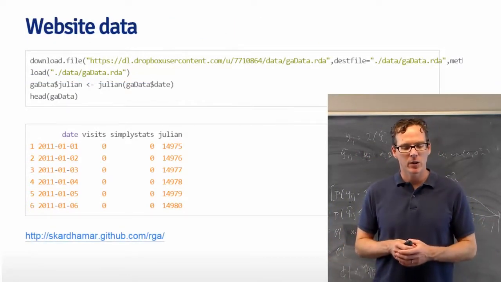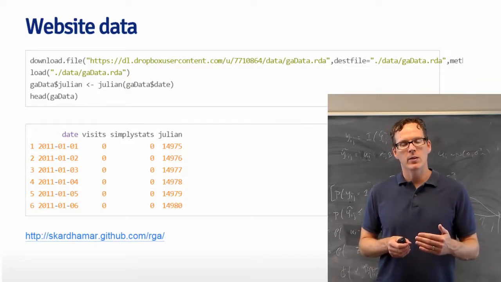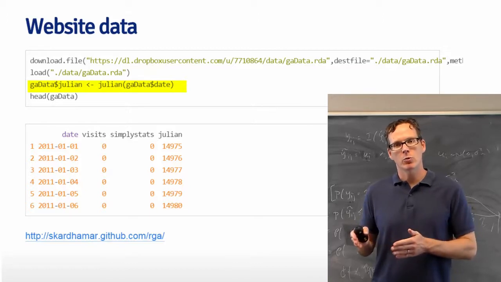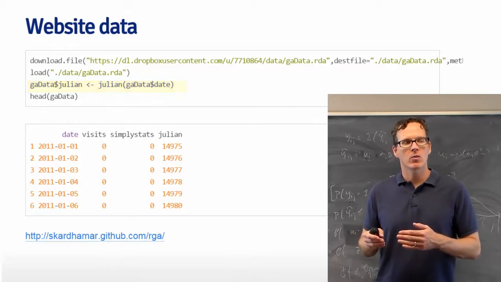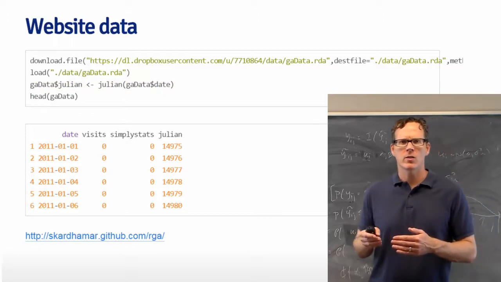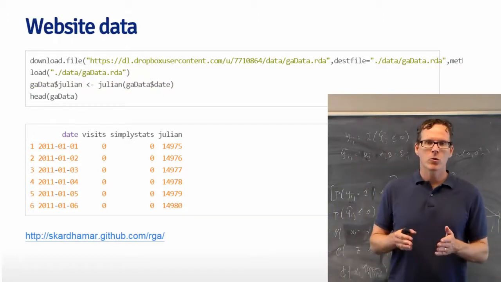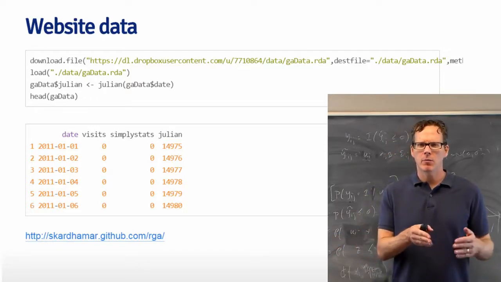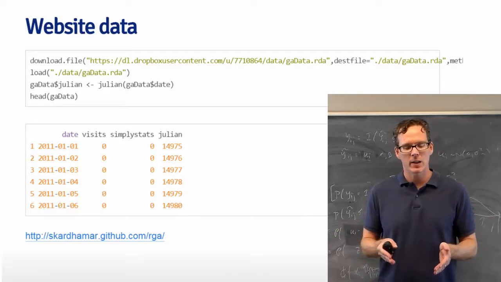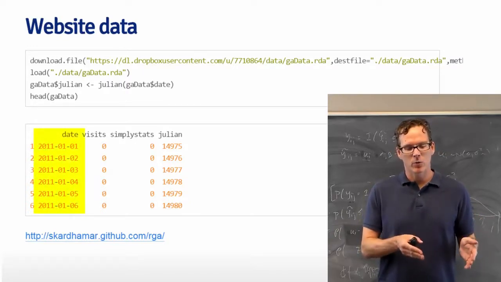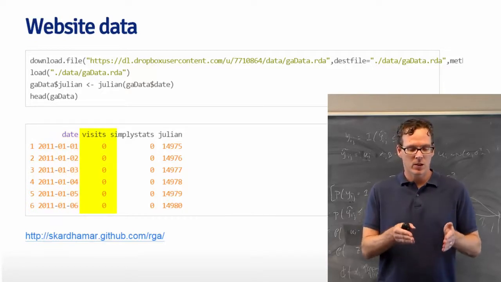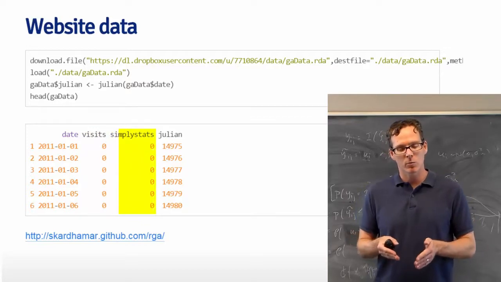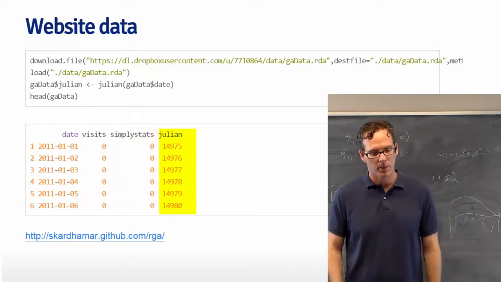I show here how you can download it, and I convert the date from a standard character date time format to a Julian date. Julian date counts the number of days since January 1st, 1970, I believe. So the Julian date is nice to think about because it's just a count, a number of days, whereas the date is a complicated format because it's characters. So when you do head of the data here, you see the date, which is in character format. You see the number of visits, and he's not doing so well at these early dates with 0 visits on all those days. You also see the number of visits that originate from Simply Statistics and the Julian date.